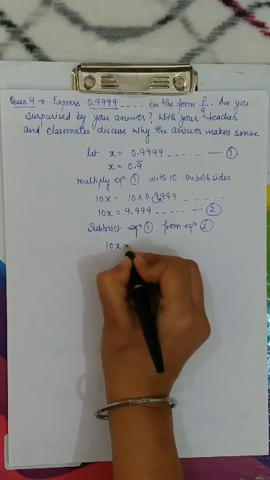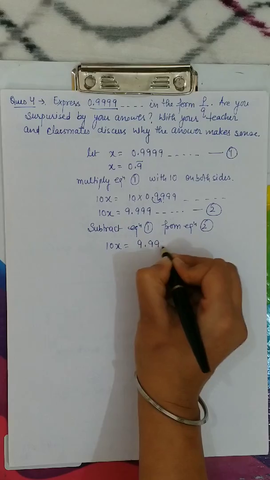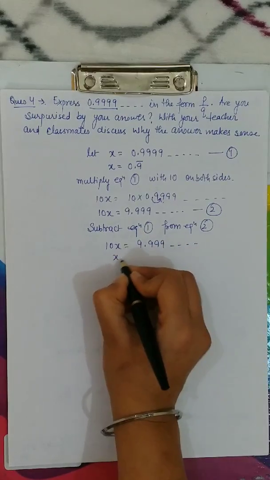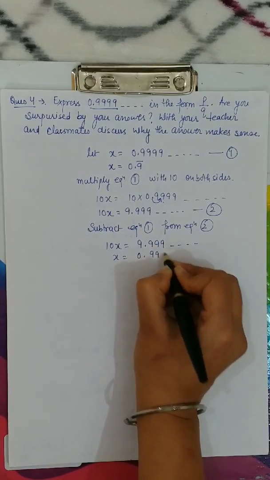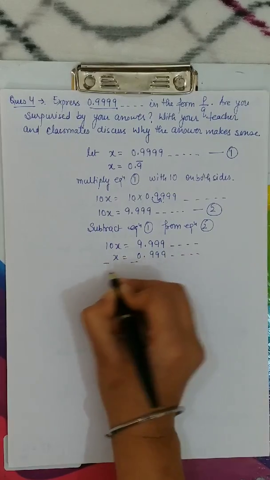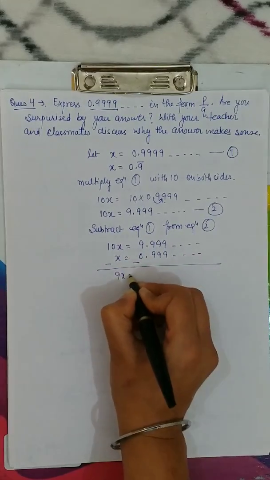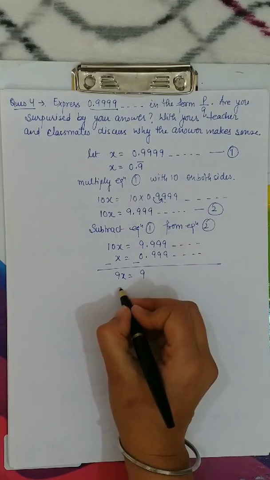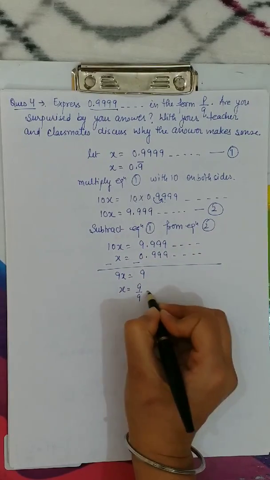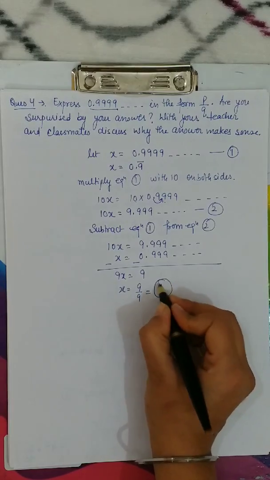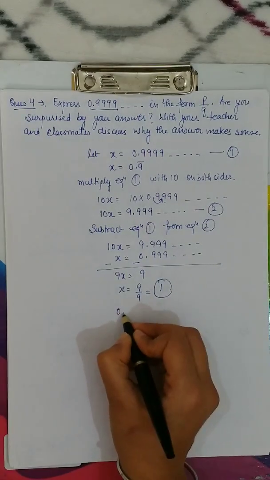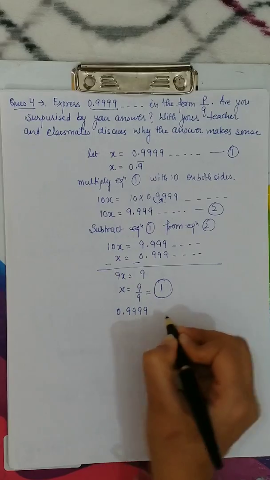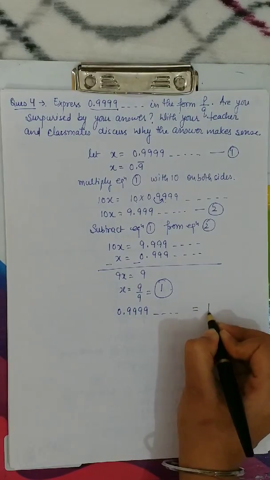That is 10x is equal to 9.999 and so on, x is equal to 0.999 and so on. Subtract it. You will get 9x is equal to 9. After the decimal, all digits become 0. So we can write it as 9 by 9, which is equal to 1. So it means 0.99999 is equal to 1.